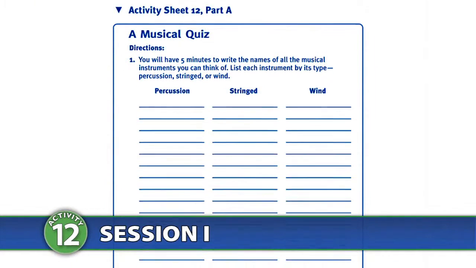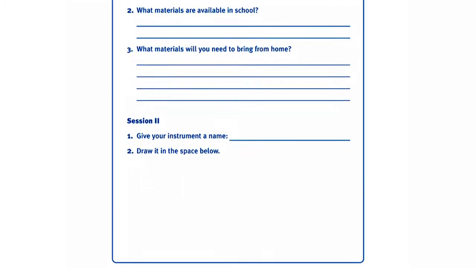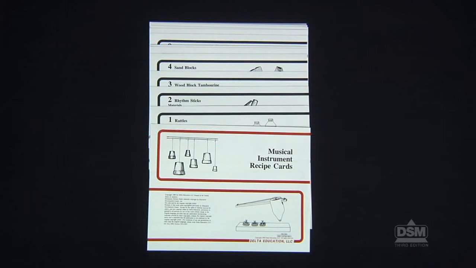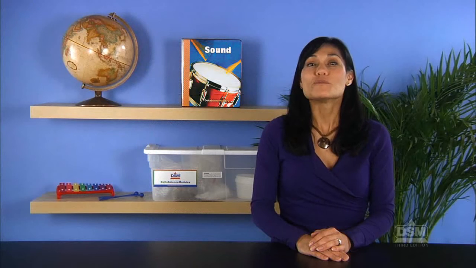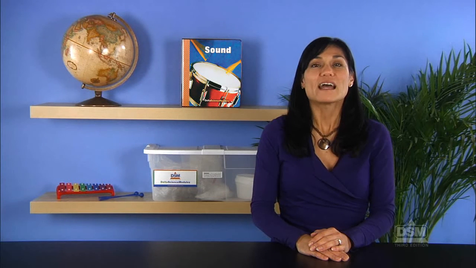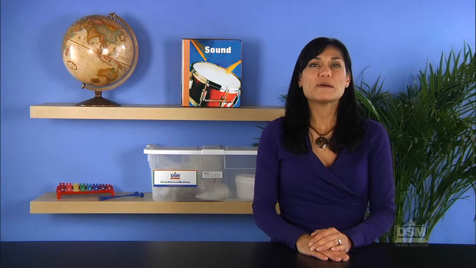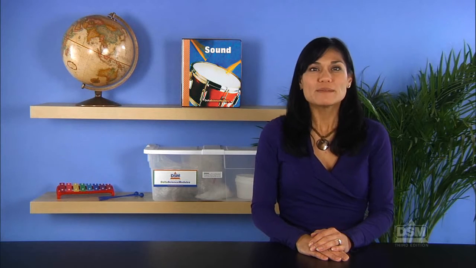To prepare for Session 1, make a copy of Activity Sheet 12, Parts A and B for each student. Have the musical instrument recipe cards on hand for a classroom demonstration. Listen to Mary Had a Little Lamb in Section 3 of the Sound CD and practice playing the melody on the xylophone. Identify materials in your classroom that might be used to make instruments.